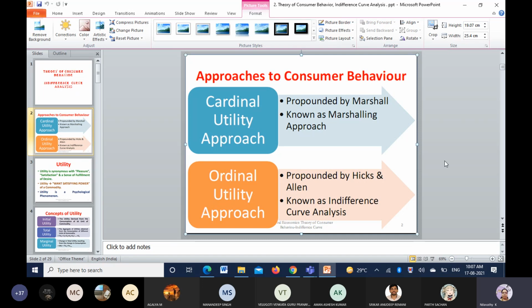Normally, if you want to understand this cardinal approach, we can take the example of the law of diminishing marginal utility. This theory explains the cardinal approach. This concept was propounded by Marshall, so it is otherwise called the Marshallian approach, where he introduced a measurement to utility. Just as we measure height and weight, likewise we can also measure satisfaction. And the unit used to measure satisfaction is called utils. So through utils, we can measure it.